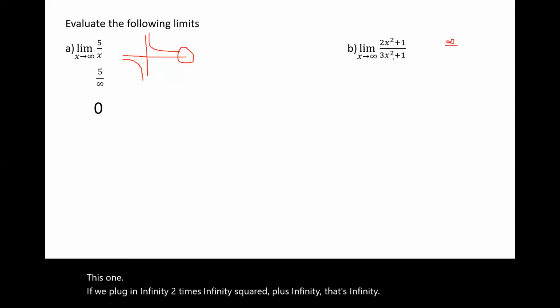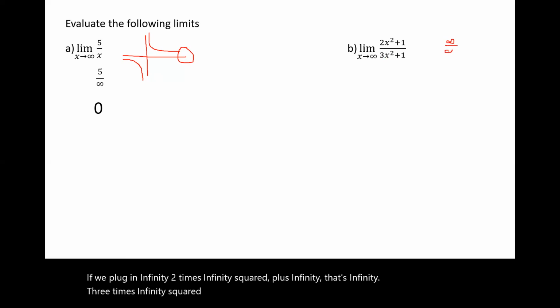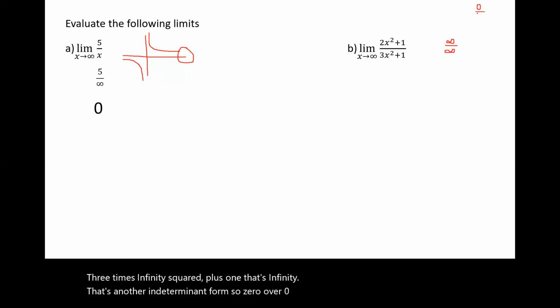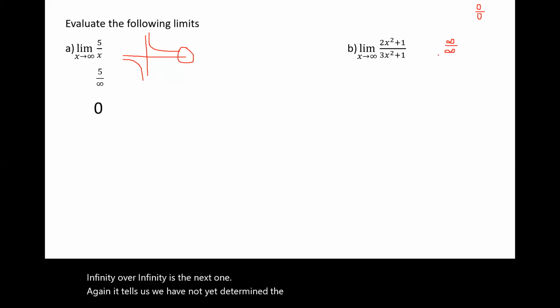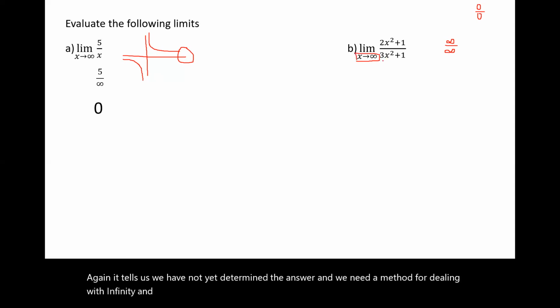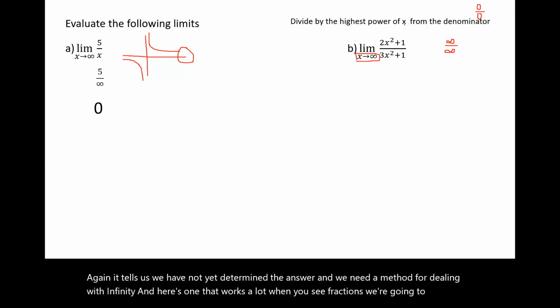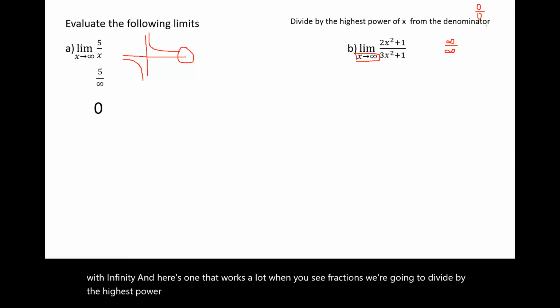3 times infinity squared plus 1, that's infinity. That's another indeterminate form. So 0 over 0 was our first indeterminate form. Infinity over infinity is the next one. Again, it tells us we have not yet determined the answer, and we need a method for dealing with infinity. And here's one that works a lot when you see fractions. We're going to divide by the highest power of x from the denominator.